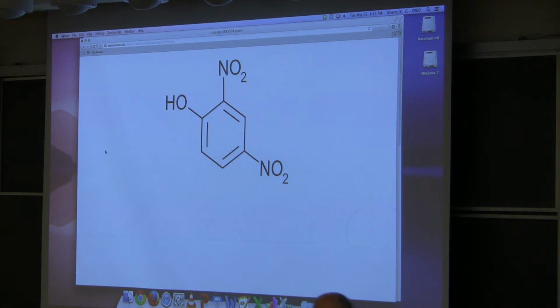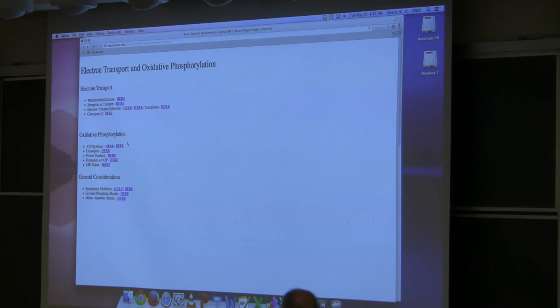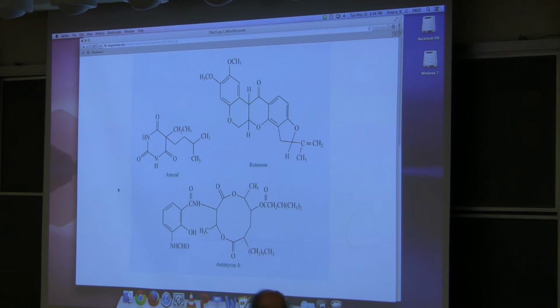And let's put one more wrinkle on this. I want to talk about electron transport inhibitors. I thought I had one up here, and I don't see it. Here we go, right here. There are several things that will block the electron transport system from working. Well, you can imagine if you block the electron transport system, what's going to happen? Probably something pretty drastic, right?